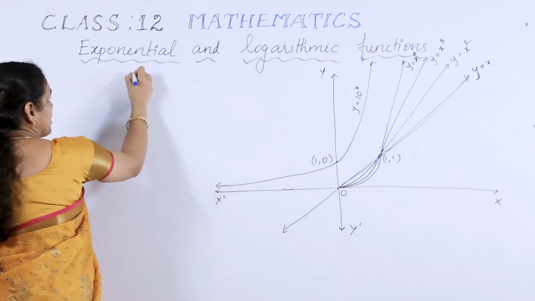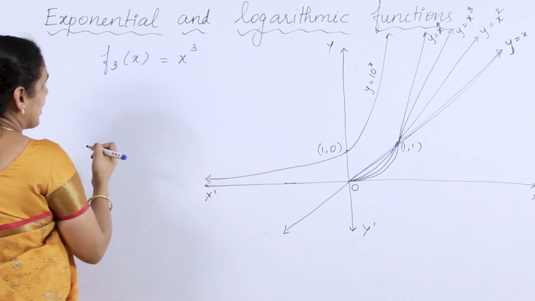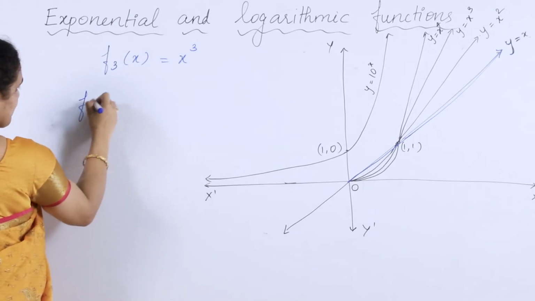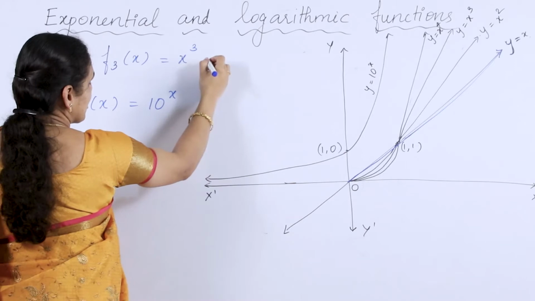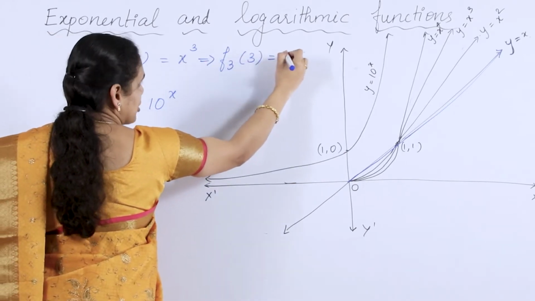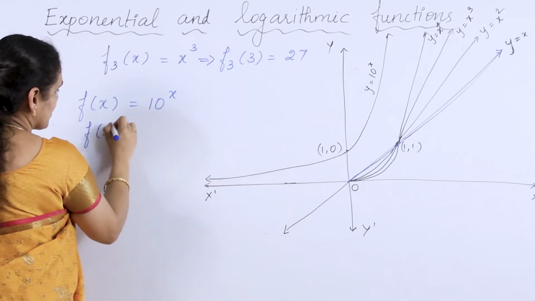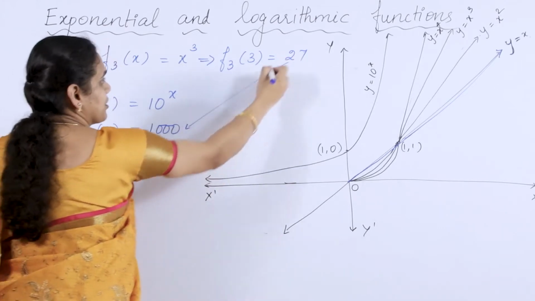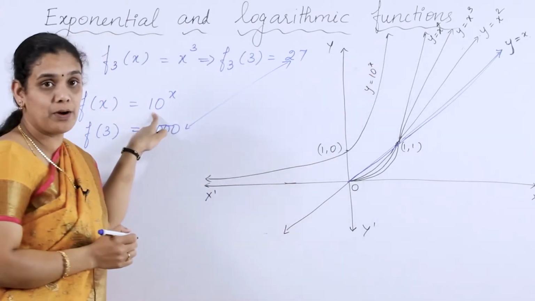Suppose we take f(x) as x cube, and suppose we take this curve as f(x) equal to 10 to the power x. If I give x equal to 3, for x cube we get 3 to the power 3, that is 27. But here, if I give 3, it becomes 1000. It's much greater, right? So we get the steeper curve here with this 10 to the power x.